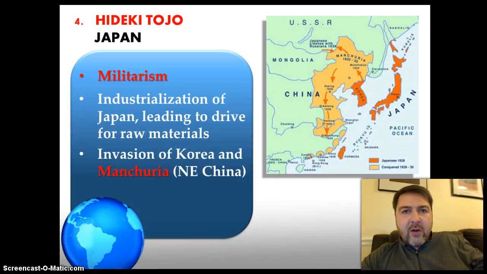Tojo, who was a general for most of his career, he becomes the prime minister of Japan, so he's both a military leader and a political leader by the time of World War II. Okay, so these are the 4 leaders that we want to know who are associated with this period of dictatorship between World War I and World War II.